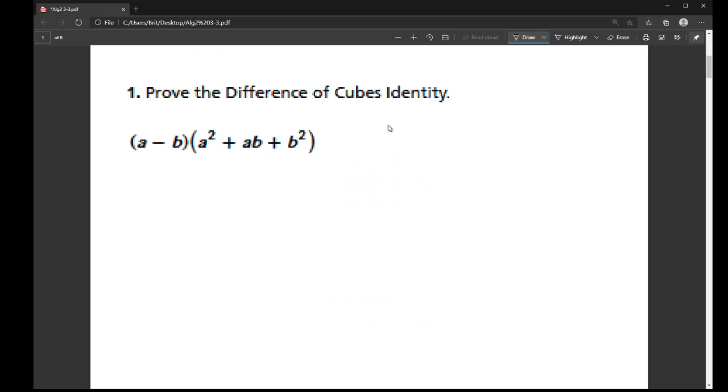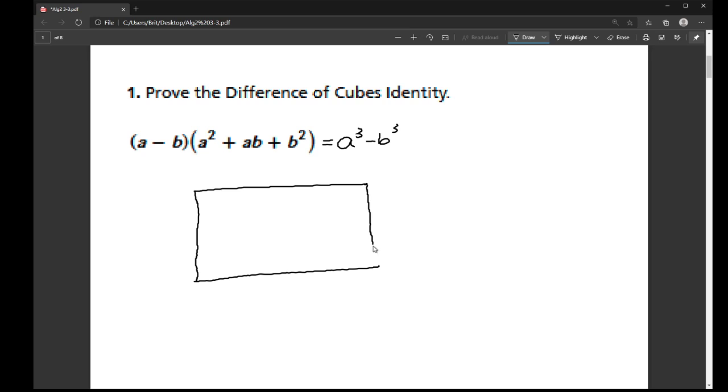So now the difference of cubes identity is this formula is equal to a cubed minus b cubed. I don't know why they didn't put that part on there. So I'm just going to do the same thing, all right? So I'm going to take that left-hand side of the equation, and I'm just going to multiply it together using the box method, okay? You can use distribution if you want to. It doesn't matter.